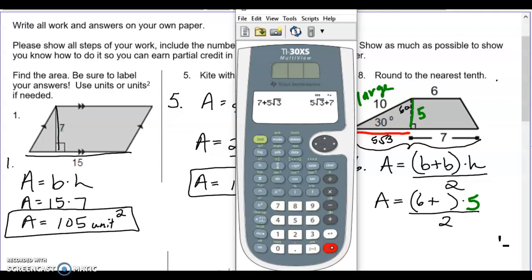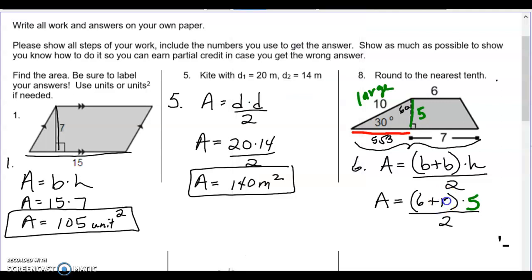All right, so what I need to do then is change my mode. You can flip back and forth between the modes here. So it'd be 7 plus 5 square root 3. All right, so what do we get? We get 15.66, so we'll go 15.7 as our other base.